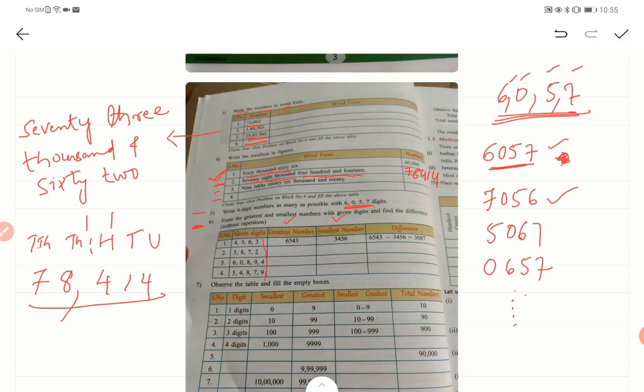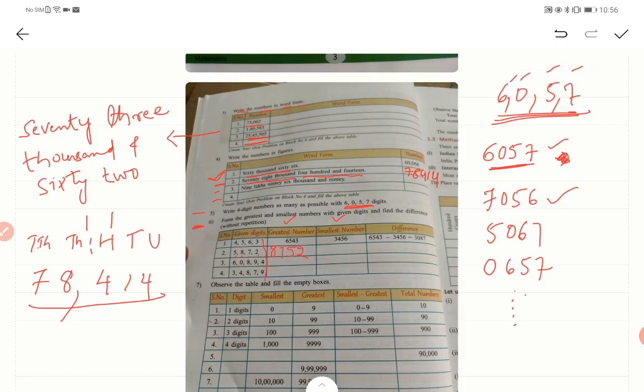So the greatest number in this, see, 5872. Out of these digits, 8 is the greatest number, right? So if I want to take the greatest number, I will take first 8, then 7. After 8 it is 7, after 7, out of these digits 5 is the greatest number, and then 2. So this will be your greatest number using these 4 digits.